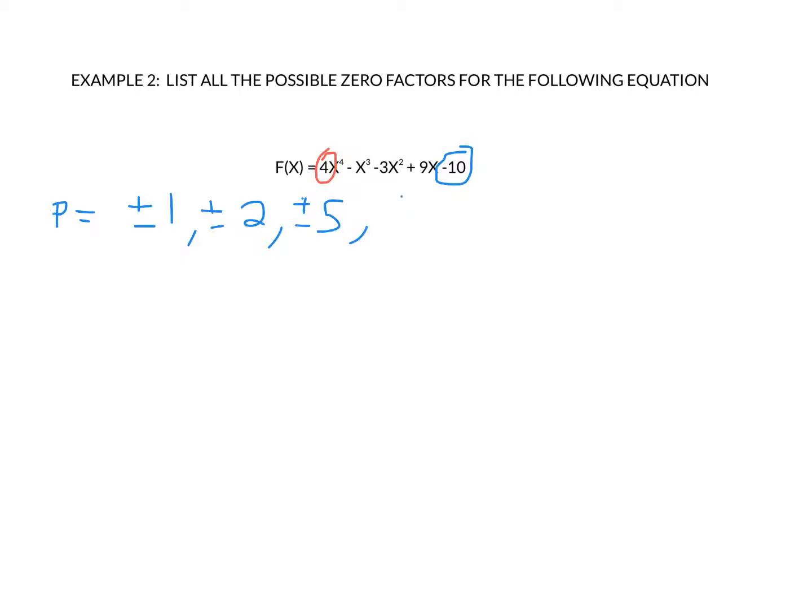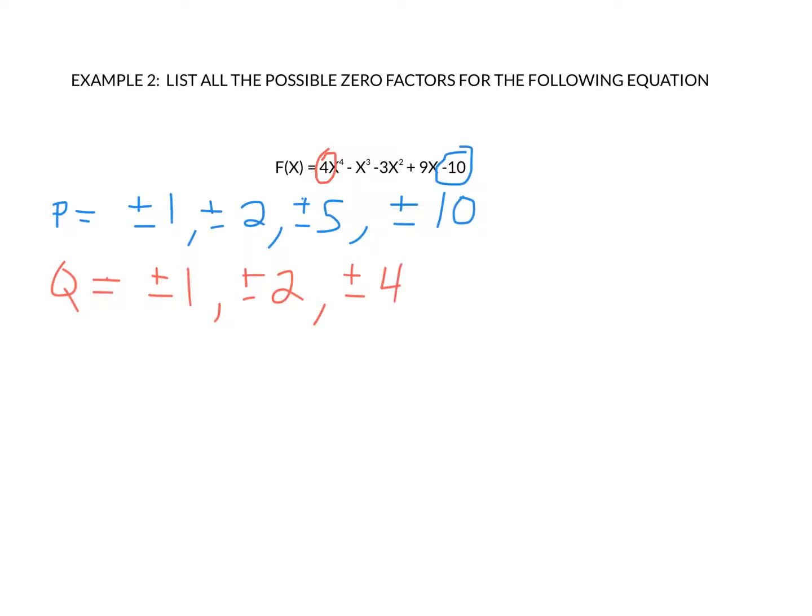and plus or minus 10, because that's what multiplies to give me 10. Now let's do our q values. So q equals 2. In this case we're going to have plus or minus 1, but 4 is also made up of 2, so plus or minus 2, because 2 times 2 is 4. We have plus or minus 4.